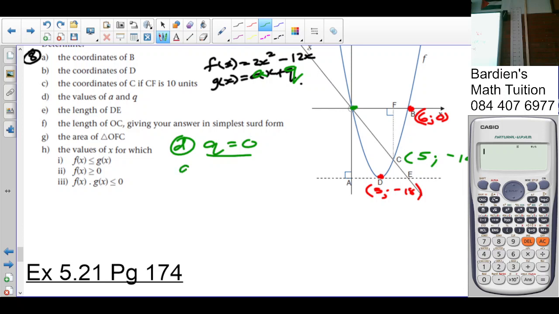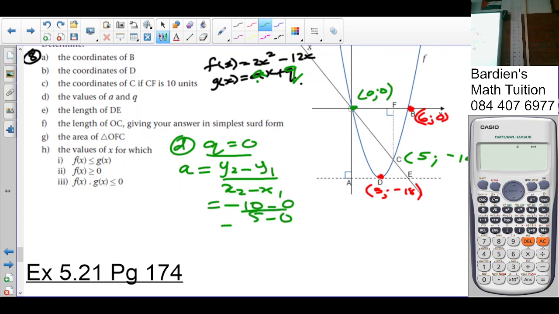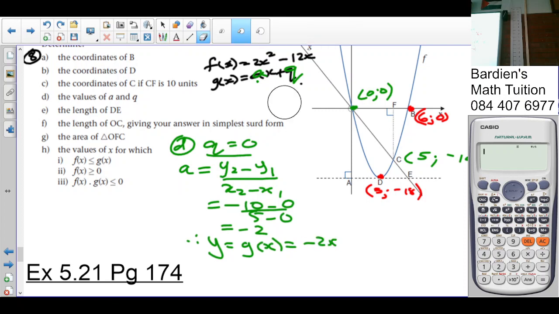Okay, so how do we calculate A? A is our gradient, not so? How do you calculate gradient? y2 minus y1 over x2 minus x1. Remembering that is 0 and 0 here, and this is 5 and negative 10. Those are the 2 points I'm using. Why am I using those 2 points? Because the straight line is going through those points. Okay, so we got negative 10 minus 0 over 5 minus 0. It gives you an answer of negative 2. So therefore, you have an equation of y is equal to g of x, which is equal to negative 2x plus 0, which is negative 2x.